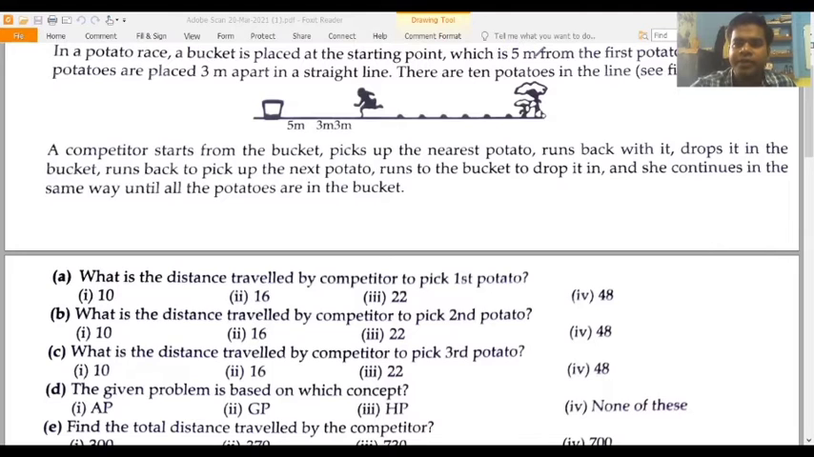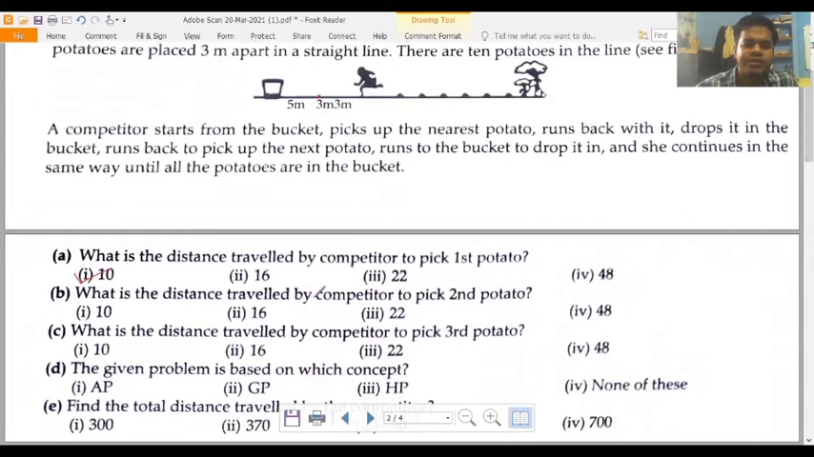5 meters, as given, which is 5 meters from the first potato. Suppose you consider here is the first potato. So the distance is 5 meters, then she goes back. That means the total distance she travels is 5 plus 5, 10 meters. 10 is the answer here.